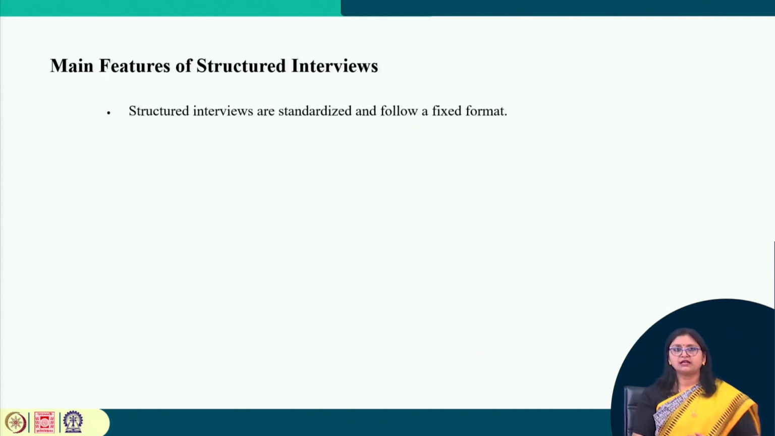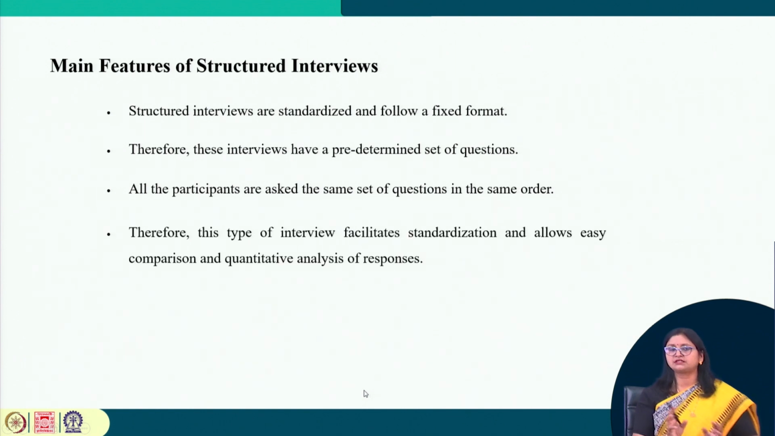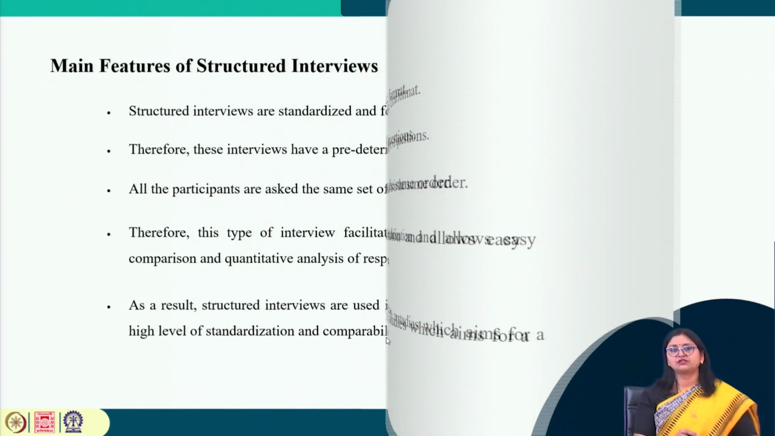Structured interviews are standardized and follow a fixed format. Therefore, these interviews have a predetermined set of questions. All the participants are asked the same set of questions in the same order. Therefore, this type of interview facilitates standardization and allows easy comparison and quantitative analysis of responses. As a result, structured interviews are used in surveys or studies which aim for a high level of standardization and comparability.